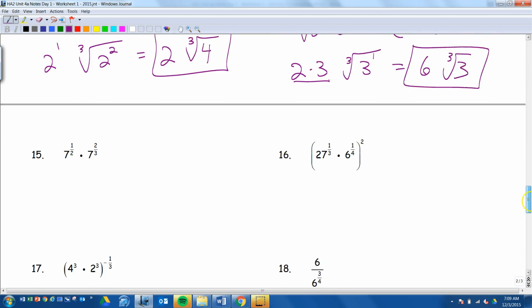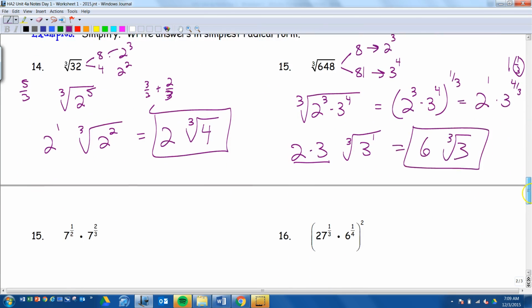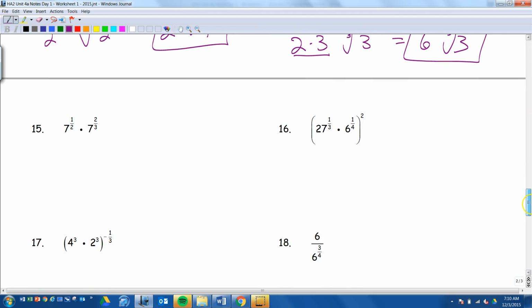Alright, last page. There's a lot of these. Again, we're just going to be doing all the different exponent properties. I'll try to do them all. It'll be a long video.